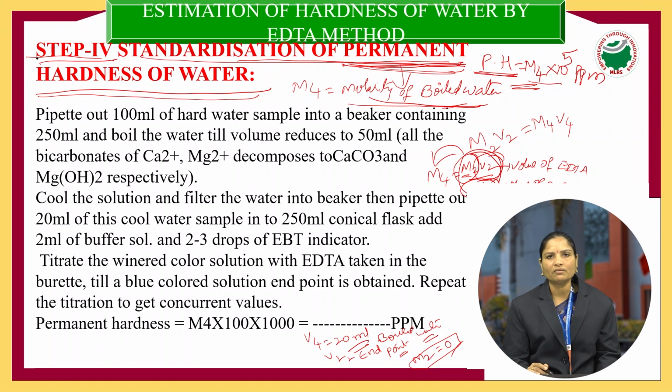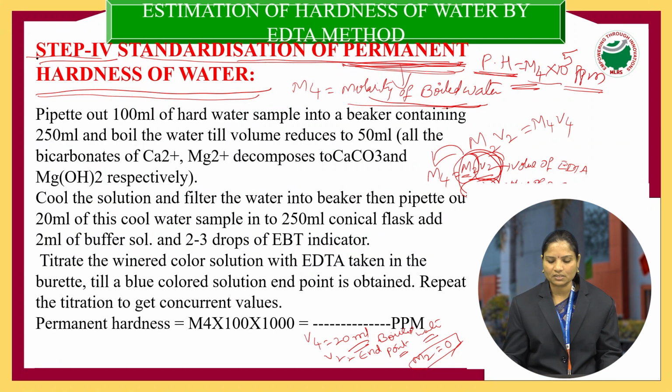So in step 1 we find out M1, the molarity of MgSO4. Step 2 we find out the molarity of EDTA. Step 3 we find out the molarity of tap water. Step 4 we find out the molarity of the boiled water. So with all the M1, M2, M3, M4 we find out the total, temporary and permanent hardness of water using the hardness formula, multiplied by 10 power 5, in ppm hardness units. Ppm means parts per million.